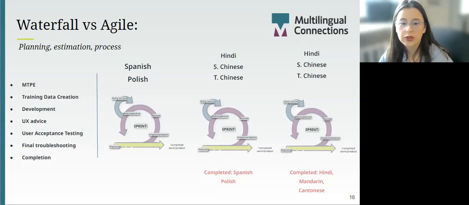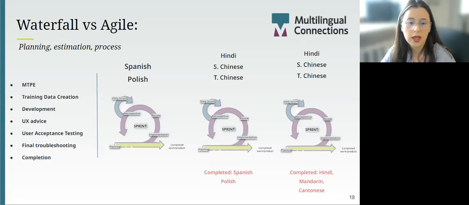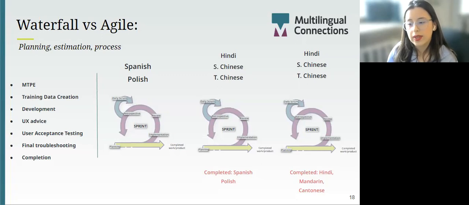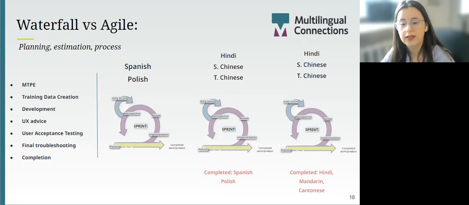And going through MTP, training data creation, development, and UX advice, and so on and so forth. And while Spanish was in development, Polish had its training data phase. And when Hindi was being troubleshooted, we were doing UAT with Polish and so on and so forth. So the development team was feeding each language into a process. And when they were taking the language out to do whatever development they had to do, all while having meetings to provide feedback and refine it, they would finally feed the same language back into the next step.